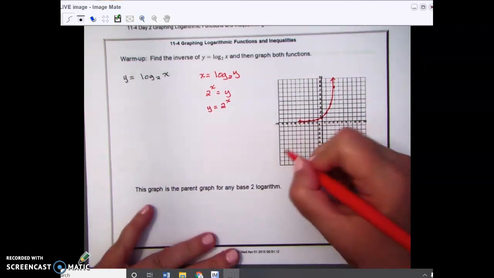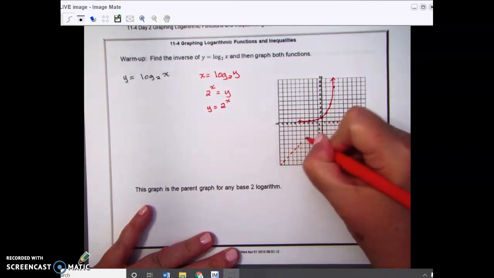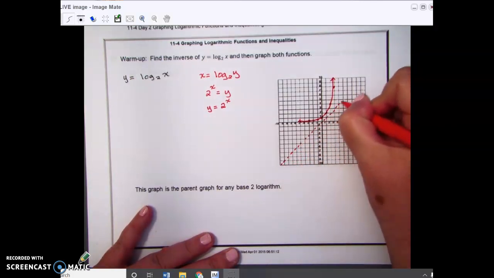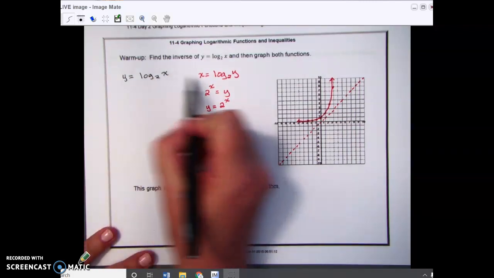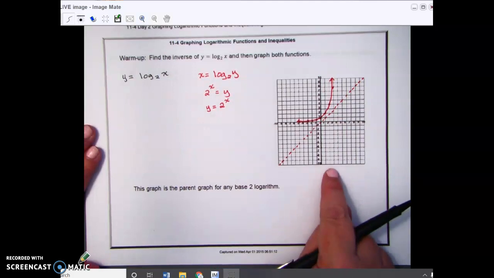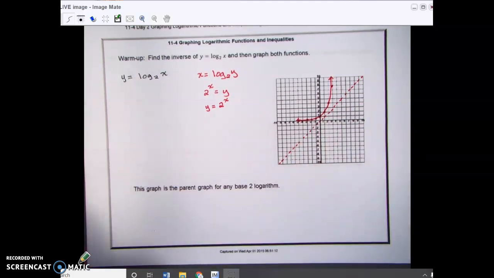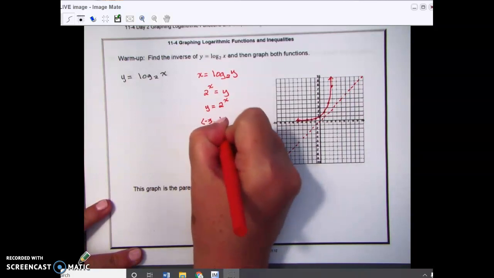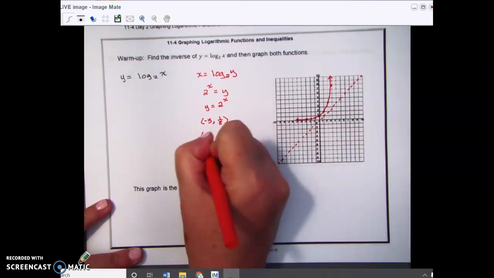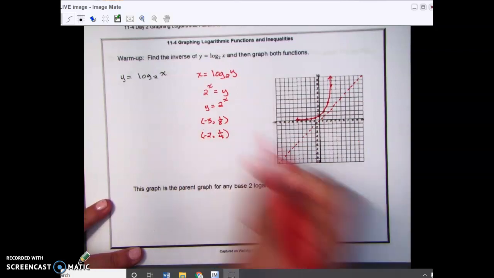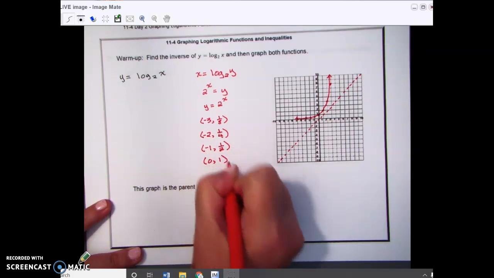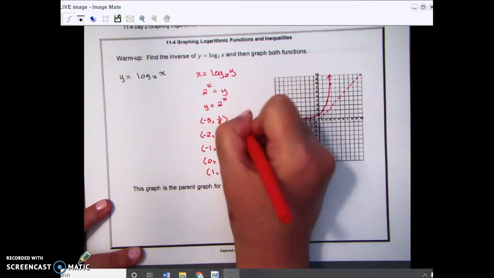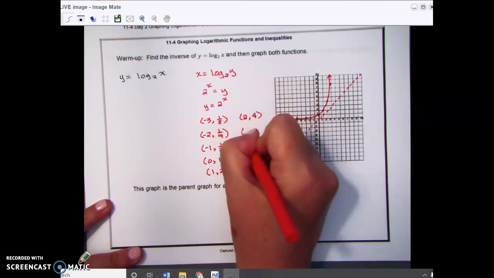And so remember that the function itself is going to be the reflection across the line y is equal to x. And the way we know how to do that, again, is to flip the x and the y. So instead of y here and x here, we flip them. If we move them back, then we have some good points. Here we had a point at -3, 1/8. We had a point at -2, 1/4. We had a point at -1, 1/2. We had a point at 0, 1, at 1, 2, at 2, 4, and at 3, 8.